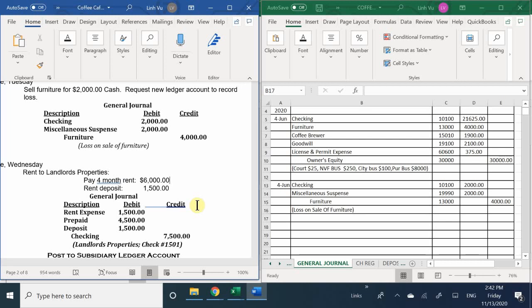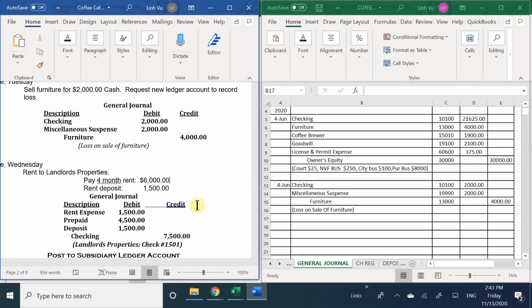I have to pay for the current expense, so I'm paying for the month of June, and the next 3 months, July, August, September, is going to be $4,500. And lastly, my deposit is usually 1 month's rent, so $1,500, giving me a grand total of $7,500. And I paid by issuing my very first check.